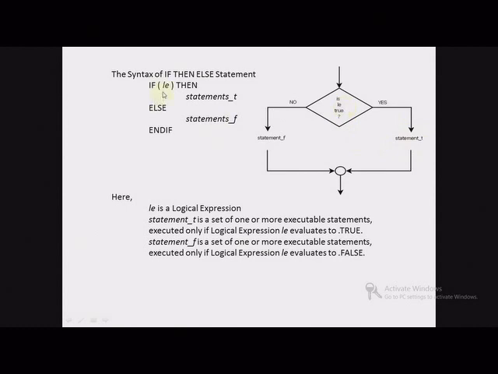The syntax is like this. This shows logical expression. If this logical expression evaluates to true, then this part will be executed. Otherwise, this part will be executed. So any one of the two sets will be executed depending on value of logical expression LE. So here LE is the logical expression. Statement T is set of one or more executable statements executed only if logical expression LE evaluates to true. And similarly, statement F is set of one or more statements to be executed only if logical expression evaluates to false.